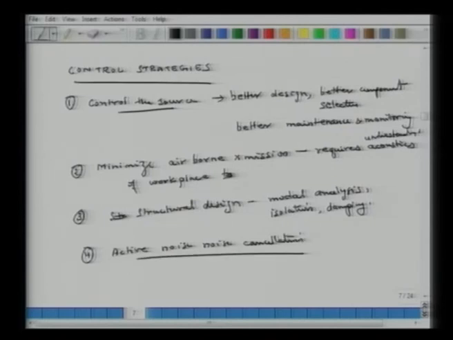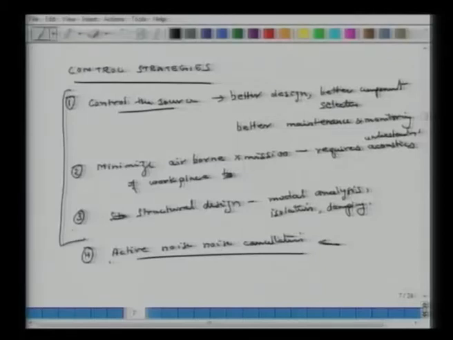So people start with active noise cancellation, but this is in general the most costly and probably the least effective approach. But if you already have a problem at hand, then it's definitely worth looking at active noise cancellation. But if things are being designed, people are planning, then all these considerations could be kept in mind while the whole system is getting developed.